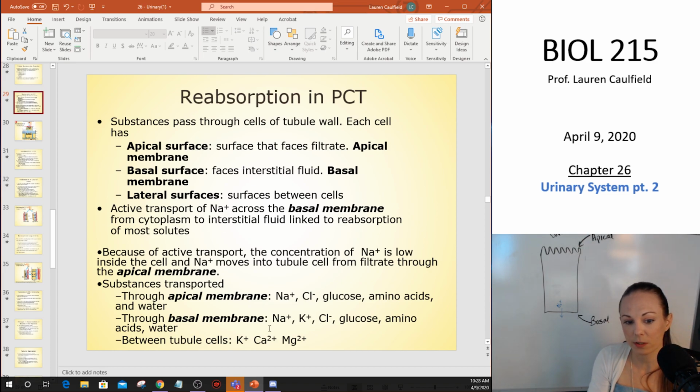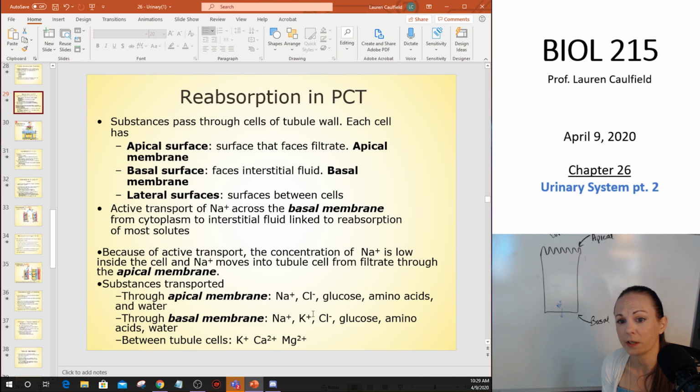All right, so other things that are going to be transported across the apical membrane include chloride, glucose, amino acids, and water. Now think about that for a second. Most of these, with the addition of potassium, are also going to be transported through the basal membrane, which means that all of these substances are going to end up back in our blood circulation. Why is it just these substances that are primarily being absorbed here?